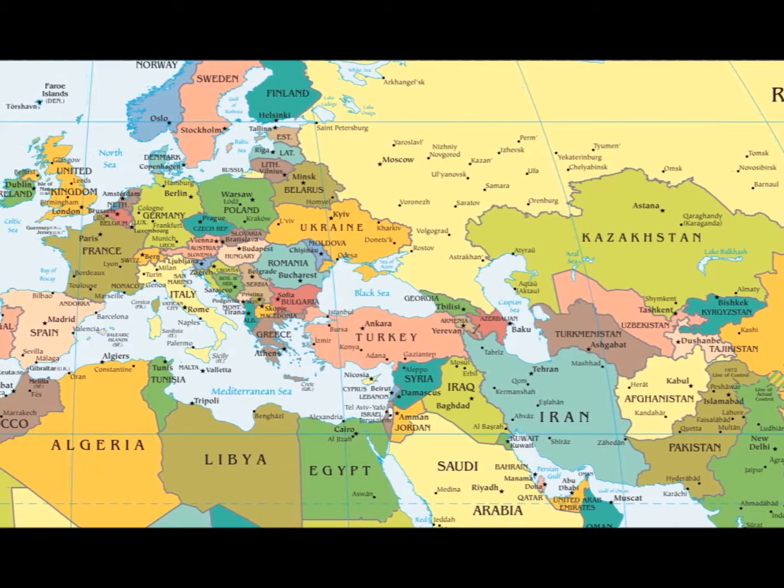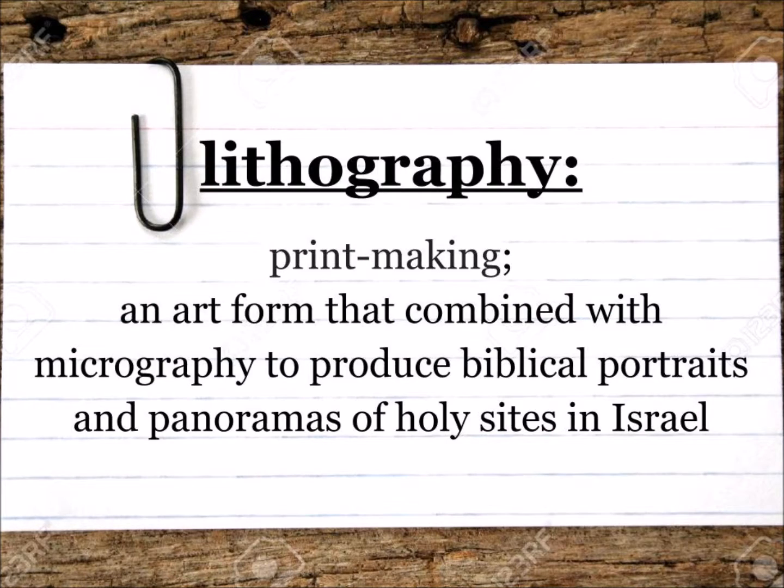Micrography made a comeback in 1798 with the invention of lithography, which is a form of printmaking. Prints of biblical portraits and panoramas of holy sites in Israel were mass-produced and distributed, and they were spread to a wide audience.